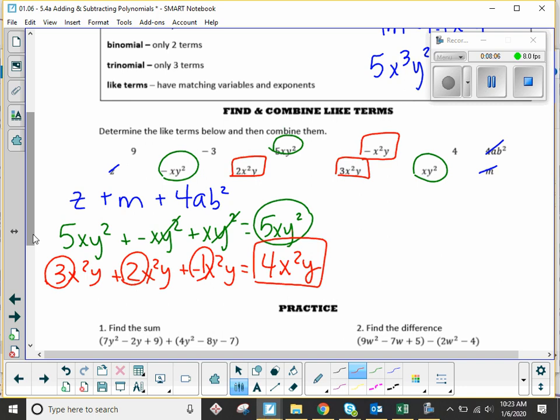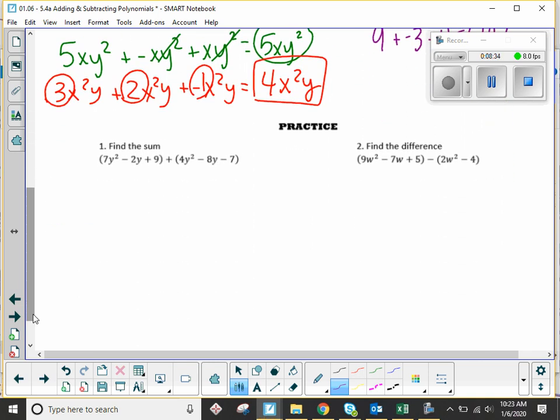What do we have left here? What's our vocabulary word for 9, negative 3, and 4? Constants, right? Good. Thank you. What is 9 plus negative 3 and 4? 10, right? Okay. I know you know how to do that. We were just practicing finding like terms and adding them. Okay. So that was just like a little review of stuff. We're going to make it more mathy now.